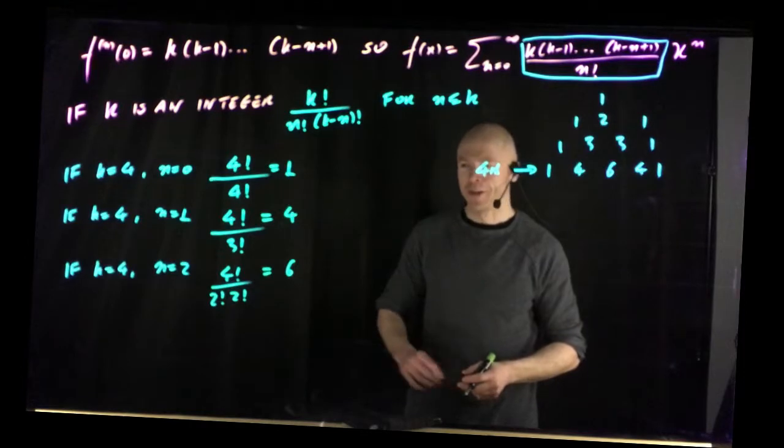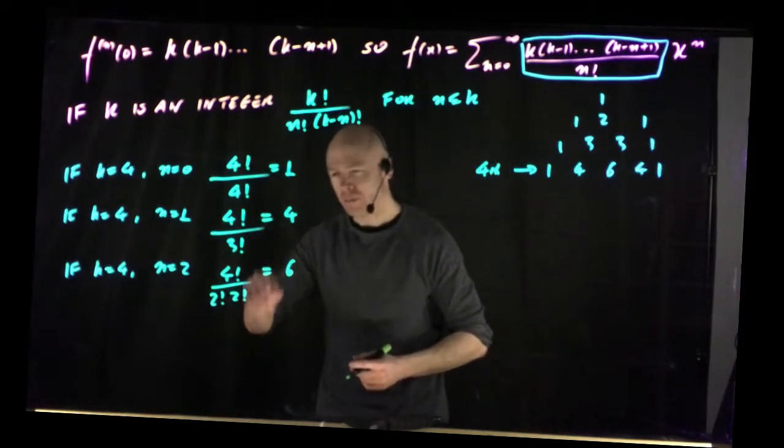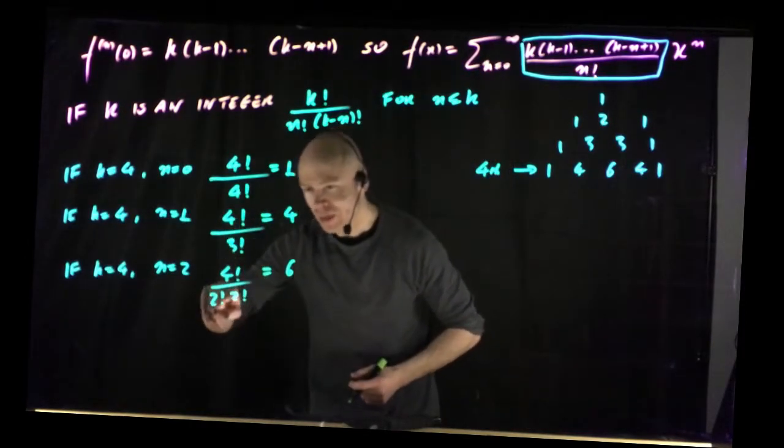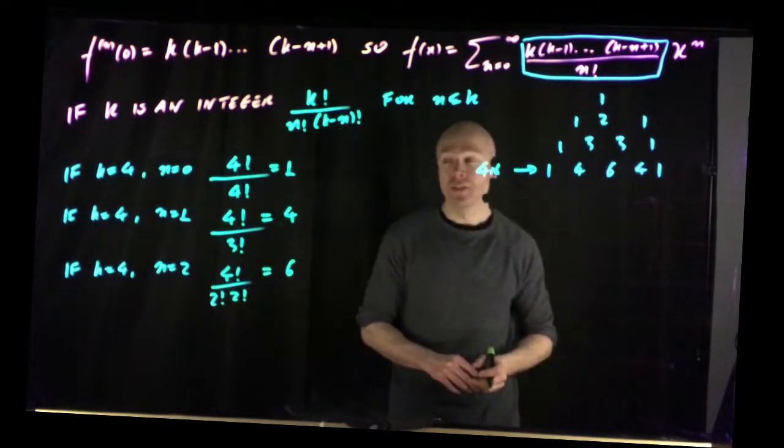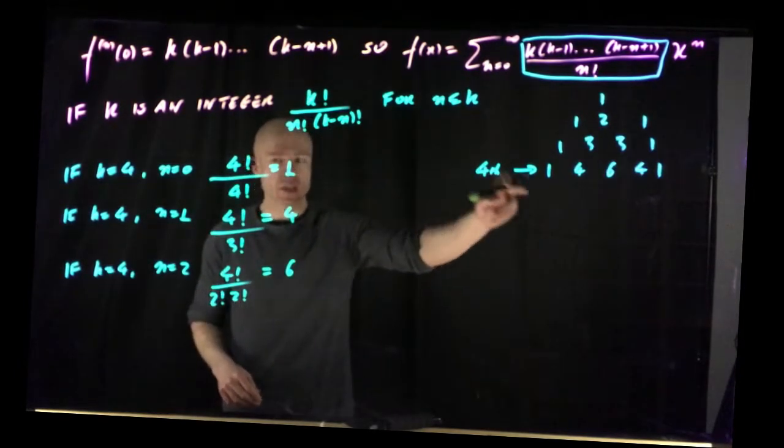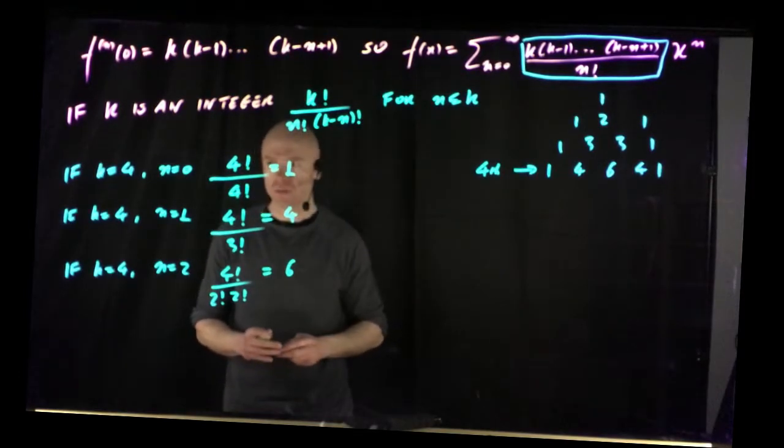Well, I should say that better. 4 factorial is 4 times 3 times 2, which is 6 when we divide by 4. So therefore we get this. So we do indeed, from this expression, get back Pascal's triangle, which is pretty nice.